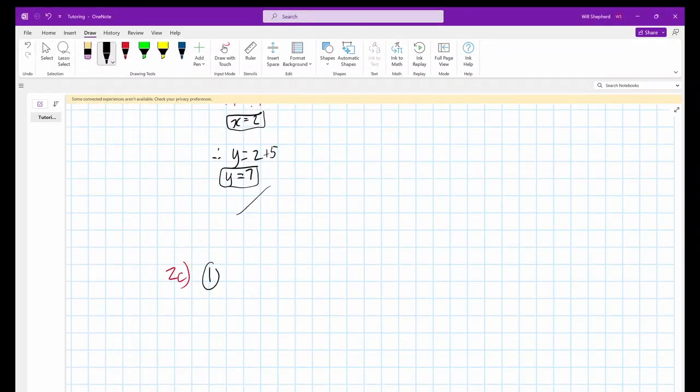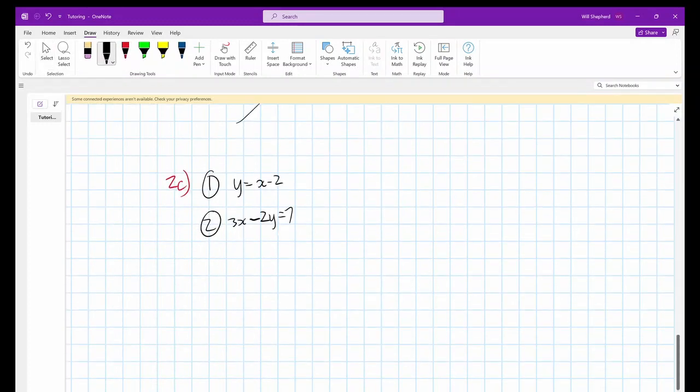For question 2c, our first equation is y equals x minus 2, and our second equation is 3x minus 2y equals 7. Again, we're going to put equation 1 into equation 2 here. That would give us 3x minus 2 bracket, and then we substitute in the y bit, which would be x minus 2. So y equals x minus 2, but we've got to times it by 2 because we've got negative 2y here, and that's going to be equal to 7.